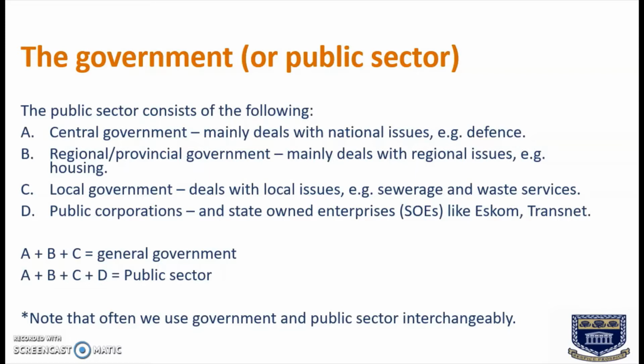Please take note that there's a difference between general government and the public sector. General government consists of the first three bodies, that is the central, regional, and local government, whereas the public sector consists of all the four bodies, including the public corporations. That is, A plus B plus C is equivalent to the general government, and then A plus B plus C plus D is equal to the public sector. Also note that government and the public sector are often used interchangeably.